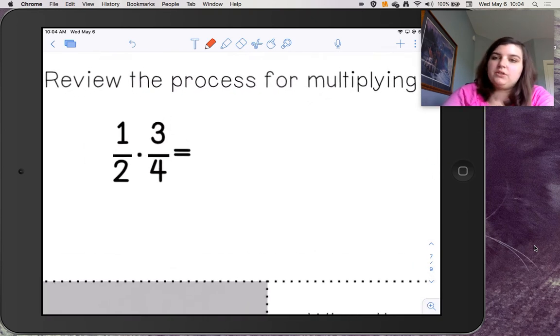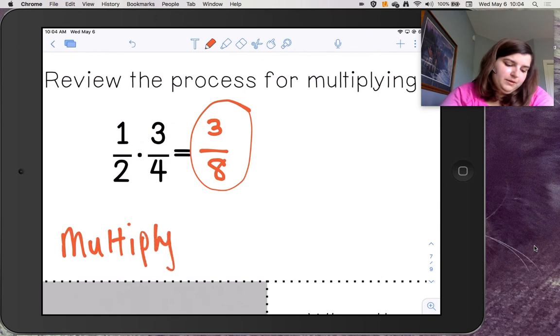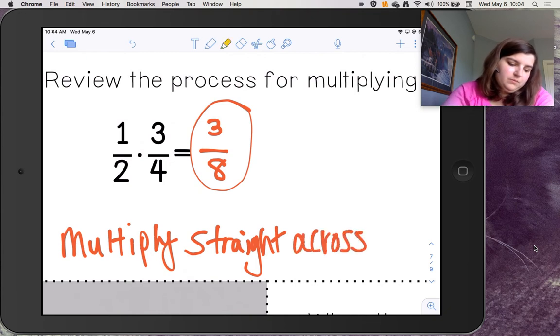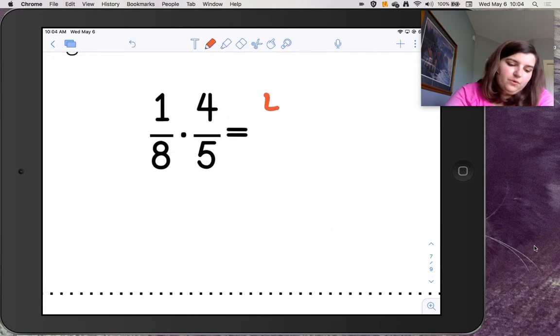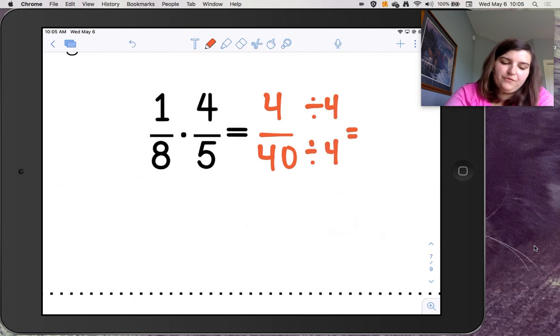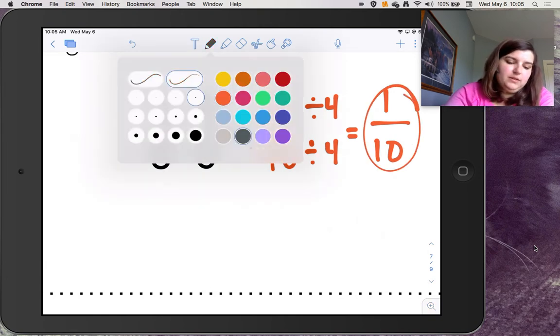So when you multiply fractions, you're going to multiply straight across. So 1 times 3 is 3, 2 times 4 is 8. Can't reduce that, so that is done. Multiply straight across. Another one here. So I could do the same thing here, 4 over 40, and then reduce it by 4, 1/10. I also want to suggest this strategy.